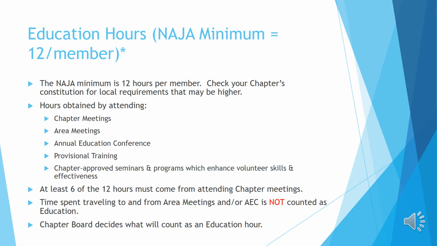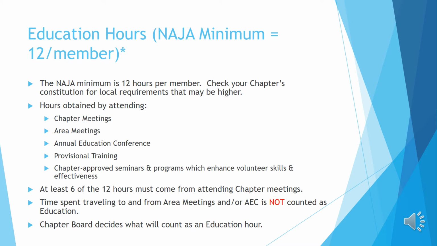The purpose of education for the JA member is to enhance volunteer skills and to educate and equip members for better service, not just to meet a requirement. A trained volunteer is a better volunteer. Note that NAJA requires a minimum of 12 education hours per year for each member. Your chapter may require more, so check your chapter's constitution for your local requirement.